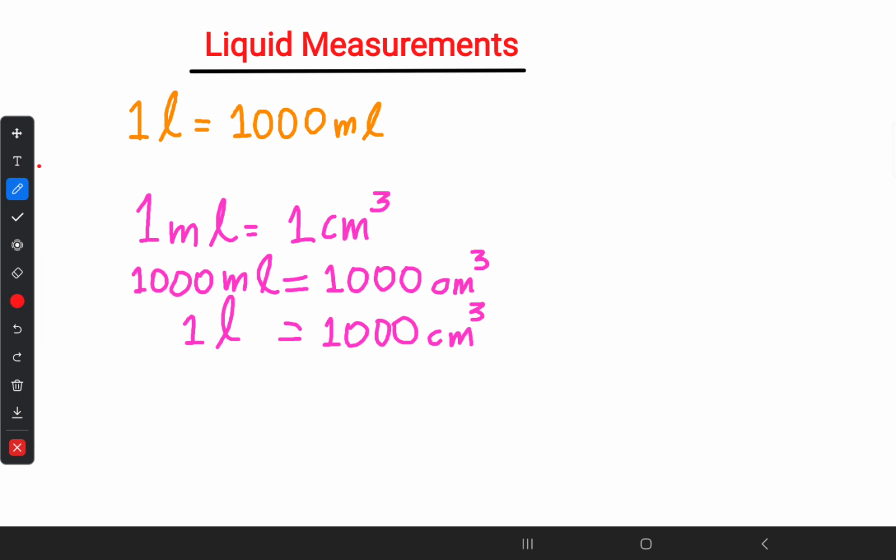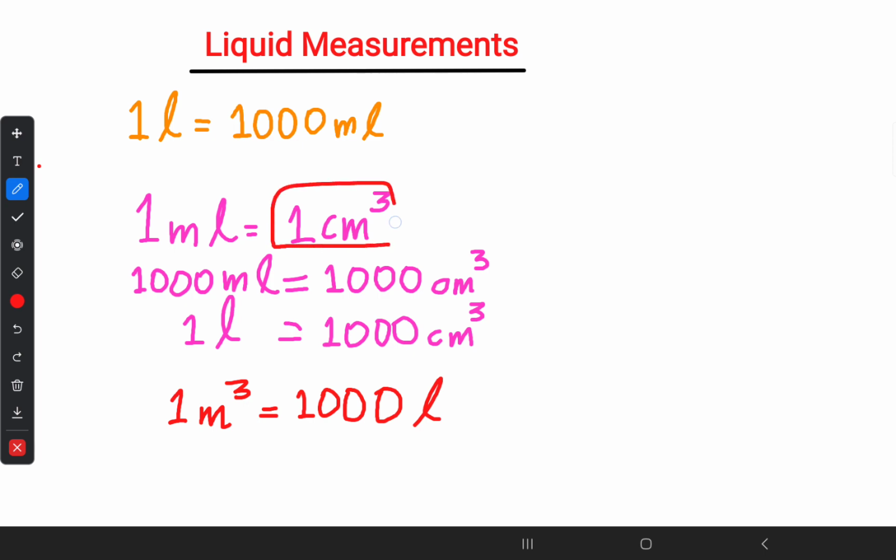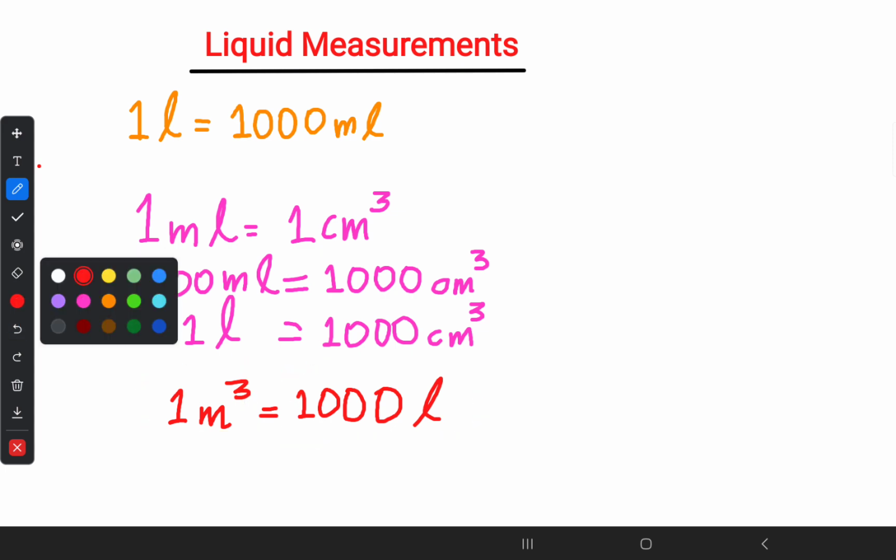And next thing, 1 cubic meter equals 1000 liters. This is also an important one. Mostly students make many mistakes in these conversions. Cubic meters to liters. 1 cubic centimeter equals just 1 milliliter. But look at this. 1 cubic meter is too huge. 1000 liters. So you should know them.